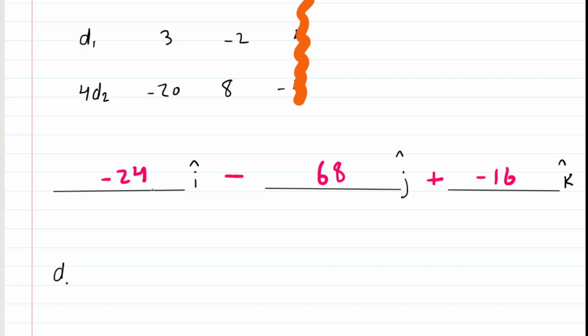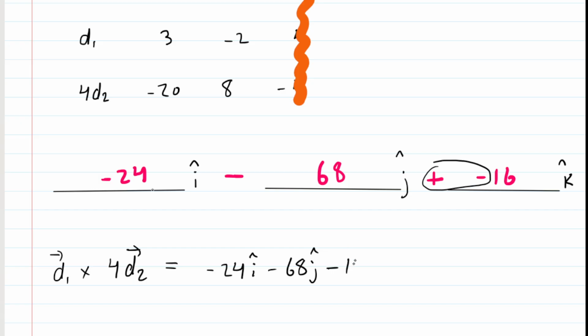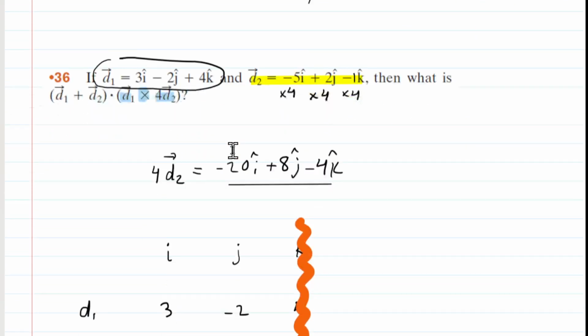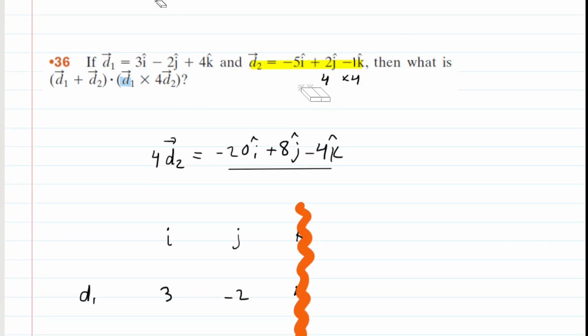So the cross product of vector d1 and the vector 4d2, that cross product is now, if we look at our outcome here, negative 24 i hat minus 68 j hat. And then, be careful here, you're adding a negative, so that's just minus 16 k hat. Neat. That was that second set of parentheses. So let's put that on hold. We're going to come back and continue working with that. But let's go back up, clean up our little mess that we made, and see what else we need. We just figured out that cross product.